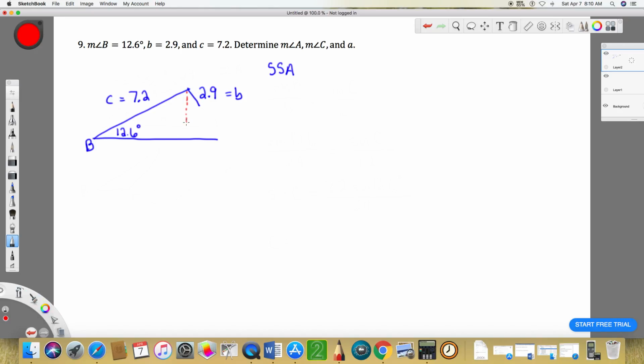I need to find the height of this vertex. Because had the 2.9 been larger than 7.2, I would know that there'd be exactly one obtuse triangle. But right now, I don't even know if any triangle exists. I need to find this height. So the sine of 12.6 degrees is the opposite leg, that height, divided by the hypotenuse of 7.2. If we multiply both sides of the equation by 7.2, we're going to compare this height against this 2.9.